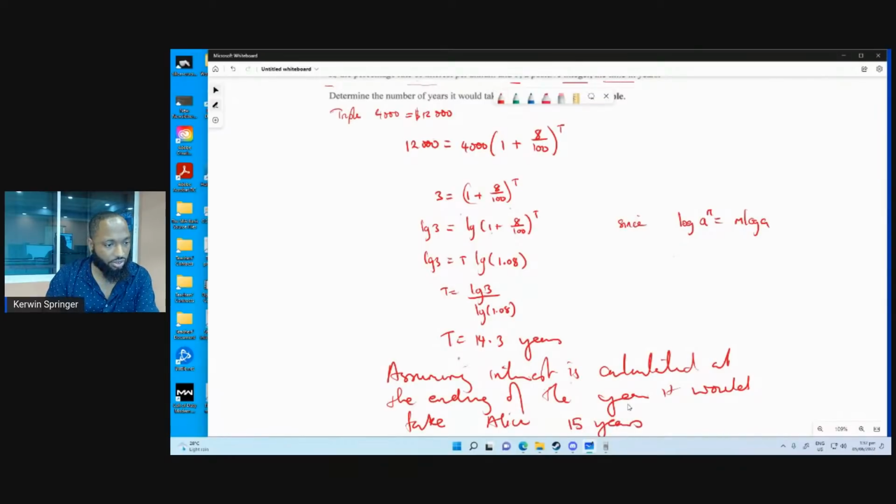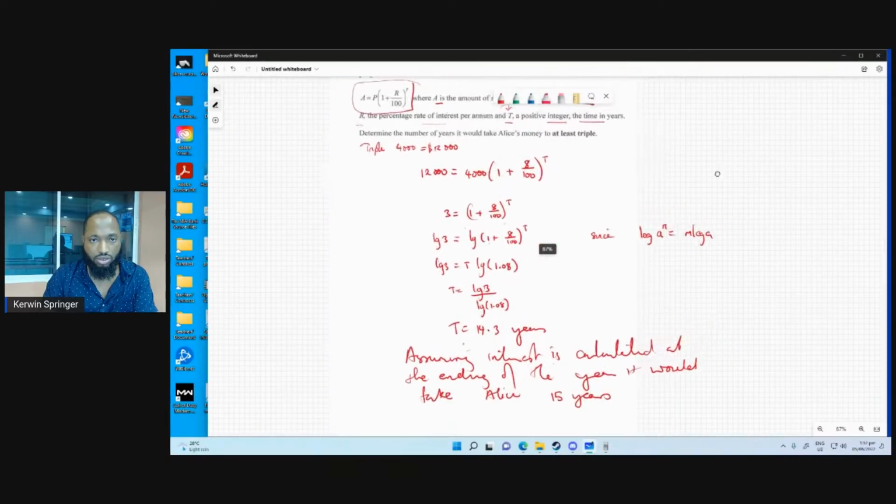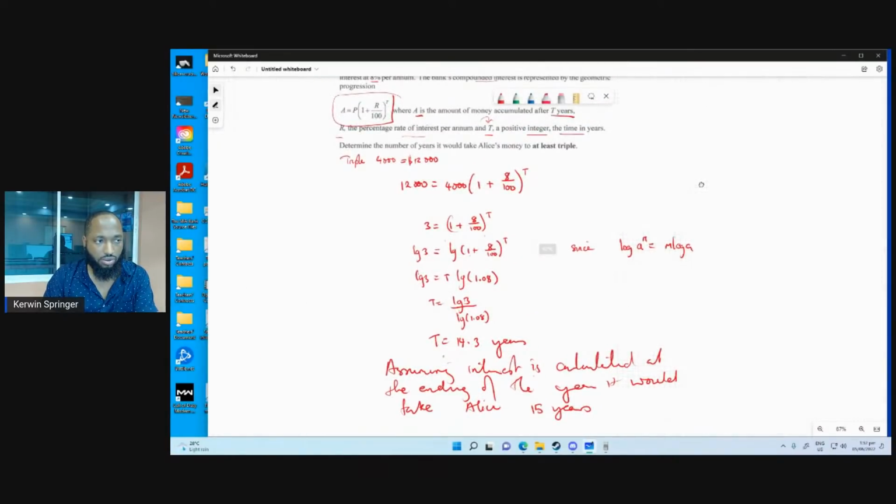15 years. So with these questions, if you get 14.3, if you get the year and there's a little fraction in the year, you usually need to round to the highest number, because you could compound it annually, and compound it at the ending of the year.